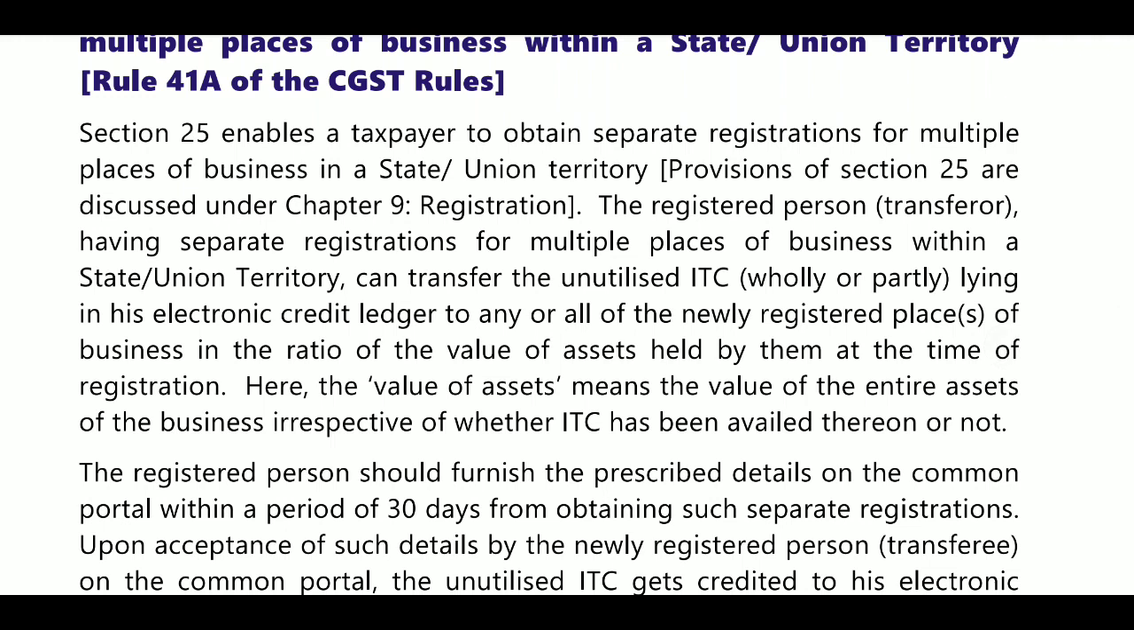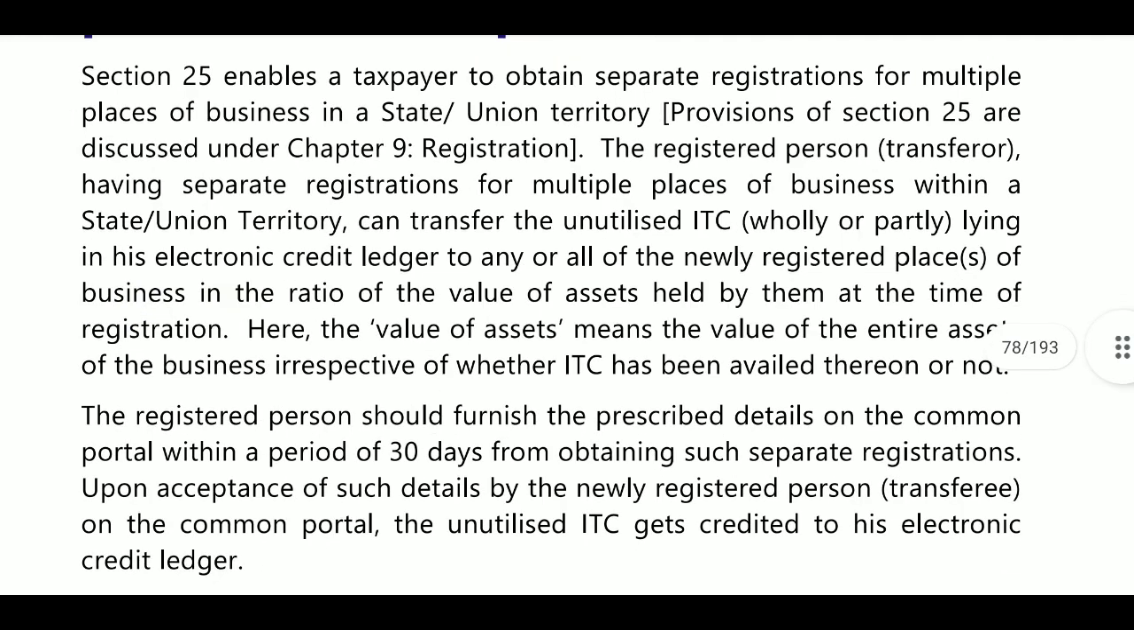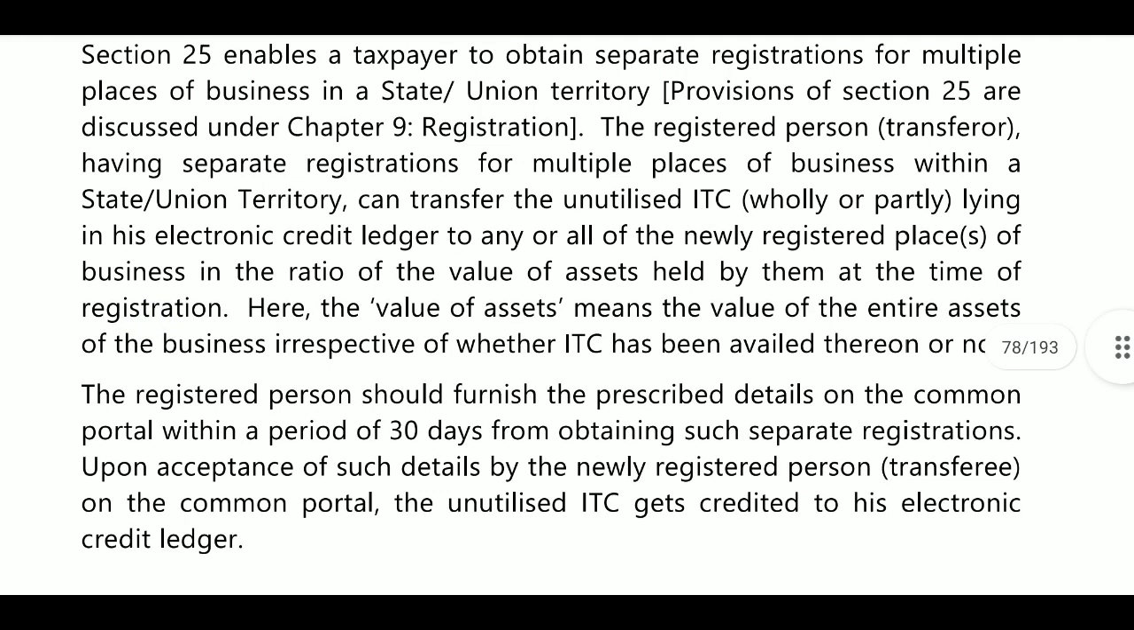Section 25 enables a taxpayer to obtain separate registration for multiple businesses in a state or union territory. So the registered person having separate registration for multiple places of business within a state or territory can transfer the unutilized ITC, whatever unutilized ITC he has. For this purpose, the registered person can transfer the unutilized ITC to any or all of the new registered places of business in the ratio of the value of assets held at the time of registration. At the time of registration, what is the value of assets of that entity? Based on that asset value, it will be transferred.